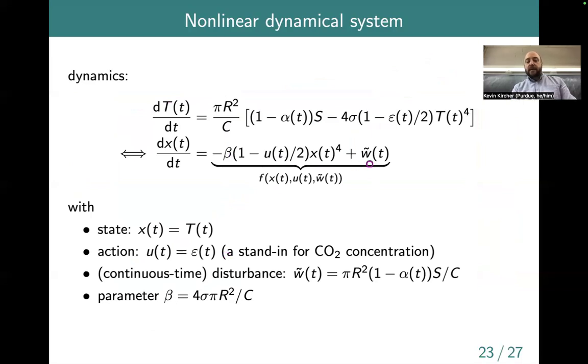And then we have a nonlinear differential equation, which has a disturbance term in it. Again, nothing particularly physical about this, just mathematical convenience, packing a bunch of stuff into one term. And then we have a product of u times x, and x is raised to the fourth power. So this is nonlinear for two reasons. One is we're multiplying u and x, and another is we're raising x to the fourth power. So this is our nonlinear dynamical system. And we have defined the action here as the emissivity. And this is a proxy or a stand-in for CO2 emissions, or the concentration of CO2 in the atmosphere.